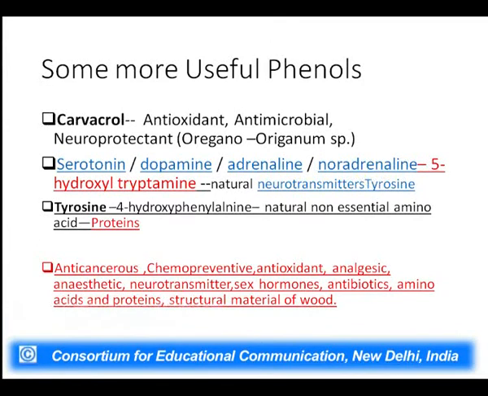Some more uses of phenols are carvacrol, which acts as an antioxidant, an antimicrobial, and neuroprotectant. Serotonin or dopamine is a natural neurotransmitter. Tyrosine is a naturally occurring non-essential amino acid, which is used in protein synthesis. So what we find is that these naturally occurring phenols have wide uses from anti-cancerous, chemo-preventive, antioxidant, analgesics, antiseptics, neurotransmitters, sex hormones, antibiotics, and structural material of wood.